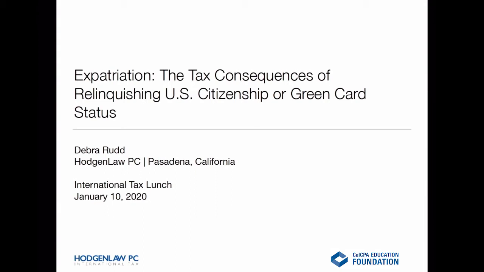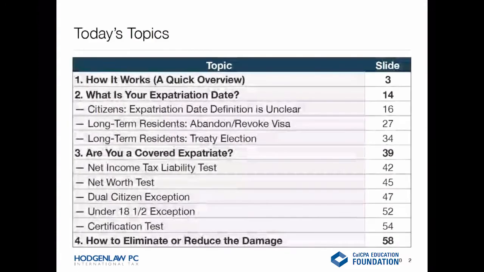Hey everybody. So today's title is Expatriation, the Tax Consequences of Relinquishing U.S. Citizenship or Green Card Status. On slide 2, I have a pretty detailed outline of what we'll be talking about today. First, there's going to be a general overview of how expatriation works, so that when we start talking about what's your expatriation date, are you a covered expatriate, and how you can make this situation a little less bad for yourself, when we get to that stuff, you'll have the context for what we're talking about.